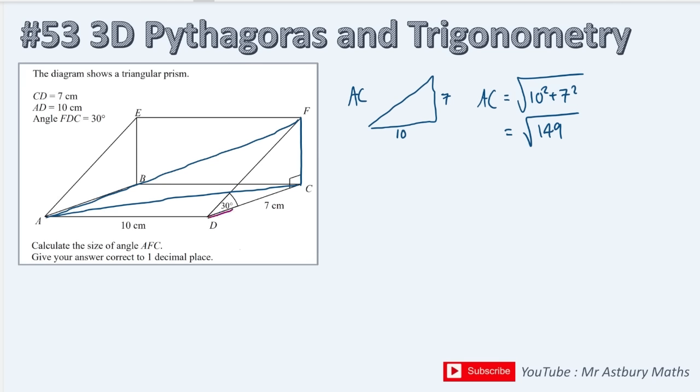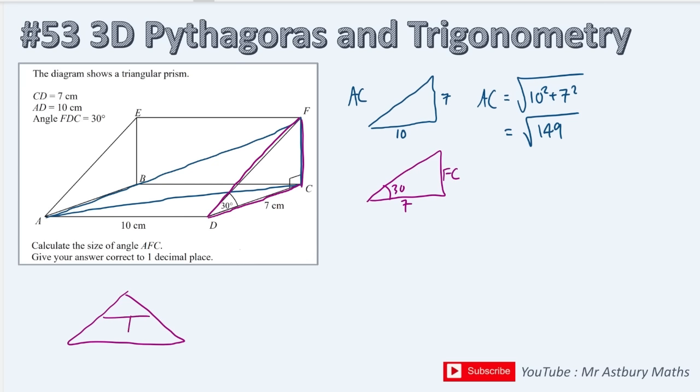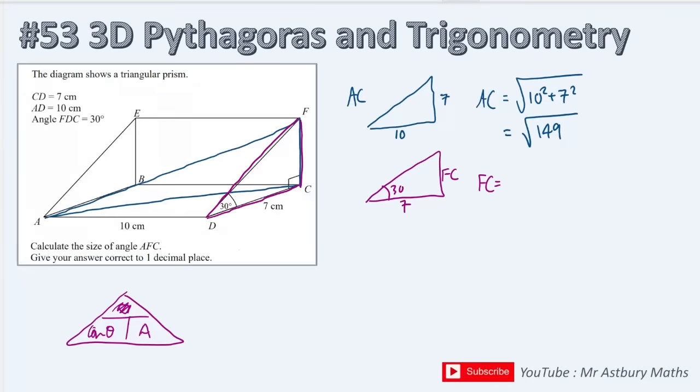Next, I can look at this triangle here, which has 7. It has one of the sides I'm looking for, and it also has a 30 degree angle. So I'll draw that triangle out here. 30 degrees, 7, and this side, FC, is what I'm looking for. Okay, great. So we're going to use tan here. I'll just draw a quick tan triangle down the bottom. We have tan of the angle, O and A. I'm looking for O, so I cover up O, which tells me I have to do tan times by A. So FC is tan of 30 multiplied by 7. And this gives me 7 root 3 over 3. Again, I'm going to keep it in its exact form until I get my final answer.